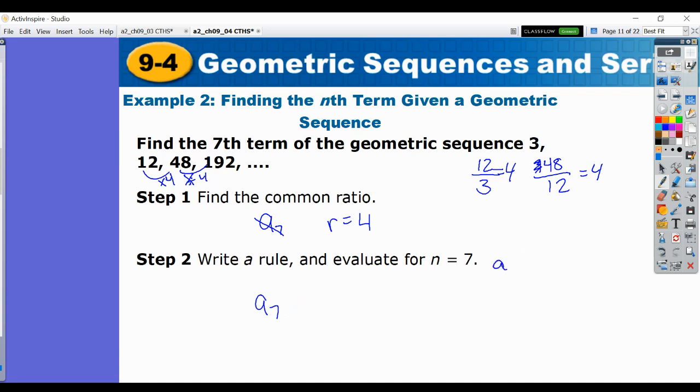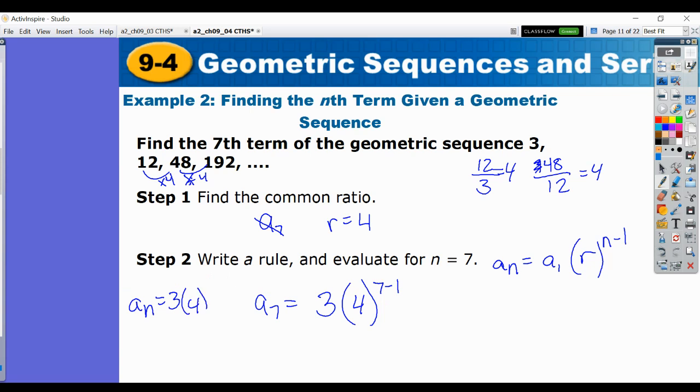So my formula is a_n equals a_1 times r to the n minus 1 power. So I'm going to take my first term, which was 3 up here, times r, which I found, to the n minus 1 power. If I was writing the rule, it would be a_n equals 3 times 4 to the n minus 1. Since I'm looking for the 7th term, I'm going to do 3 times 4 to the 6th power. Now, when you do this, 3 times 4 to the 6th power, it is not 12 to the 6th power, right? It's 4 to the 6th power and then times 3.